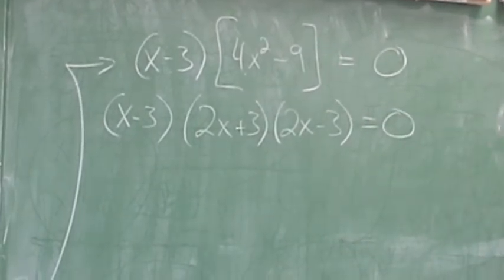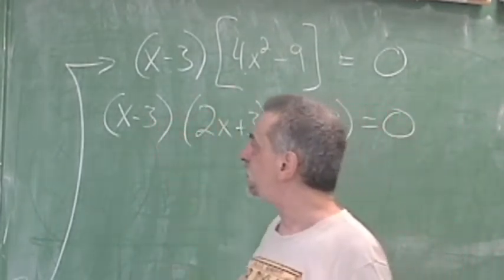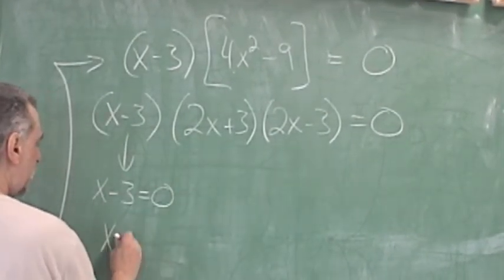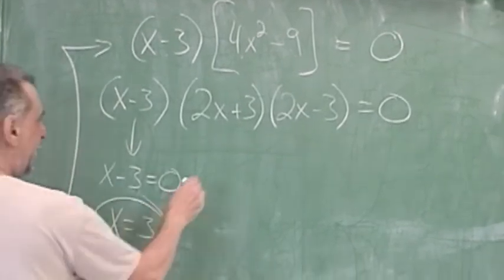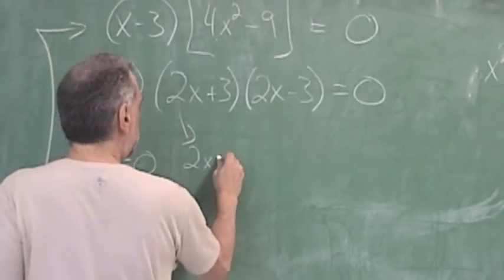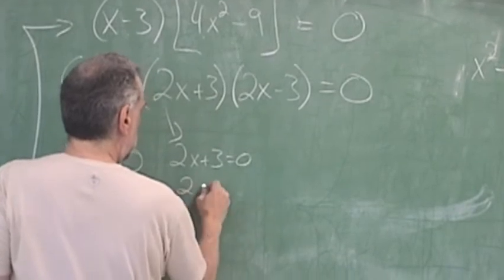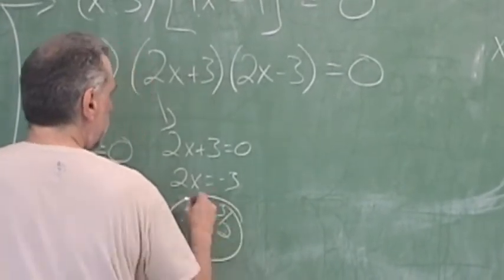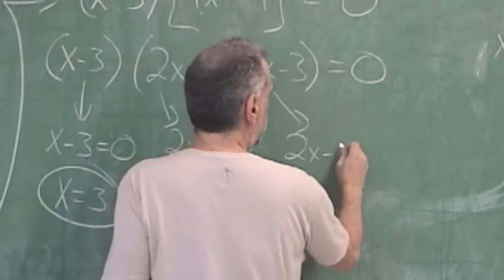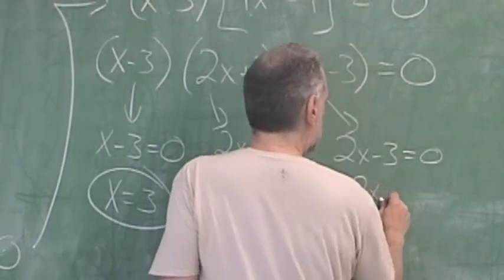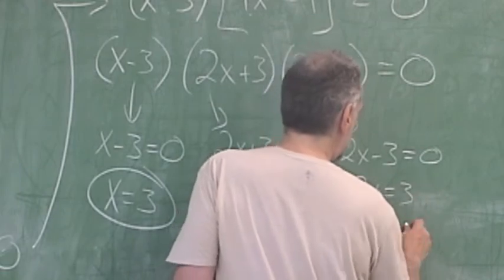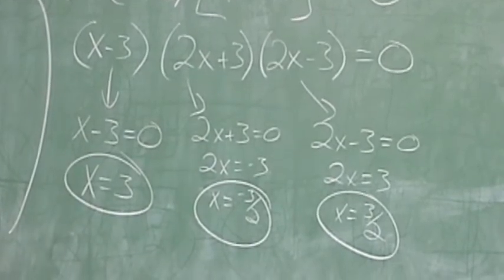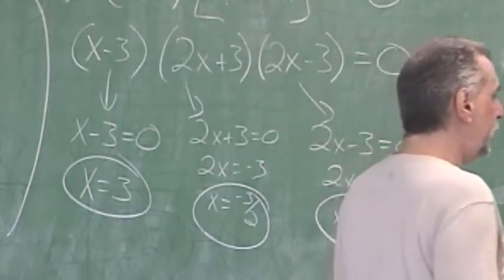So now again, 0 factor property, it just happens to be 3 factors. We're going to solve this one. When does this equal 0? When x equals 3. When does this equal 0? When 2x is negative 3, or x is negative 3 halves. And when does this equal 0? When 2x equals 3, or x equals 3 halves. So we got 3 different answers: 3, positive 3 halves, negative 3 halves.